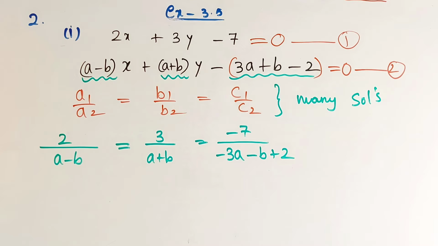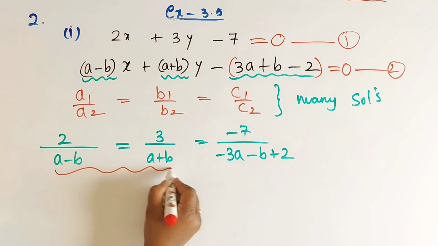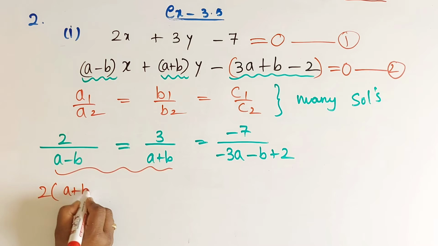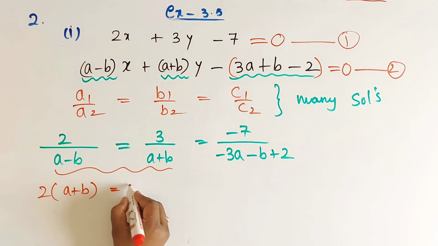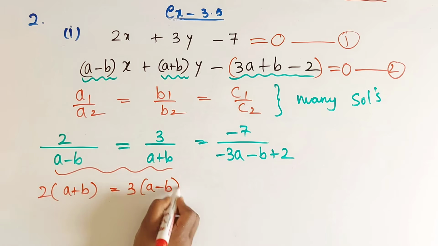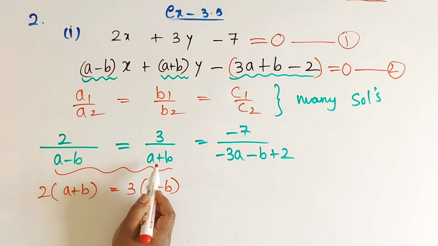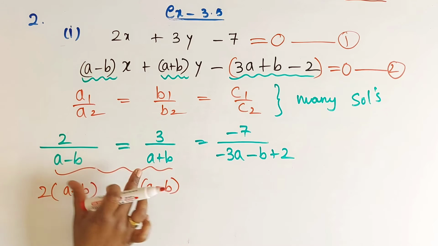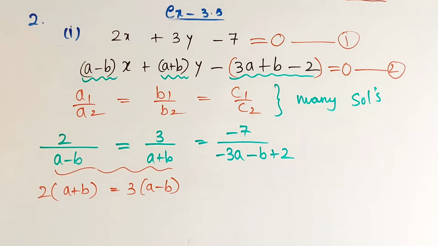Right children? So first we will take these 2. So 2 by a minus b equal to 3 by a plus b. So this will be 2 of a plus b is equal to 3 of a minus b. I am doing just cross multiplication. I am sending this a plus b here and a minus b here. First I took only these 2. Right children? So 2a plus 2b equal to 3a minus 3b here.